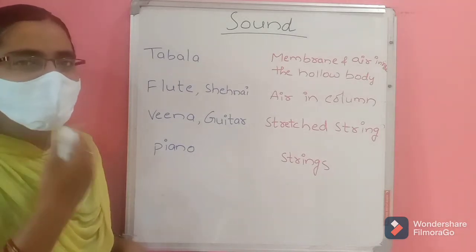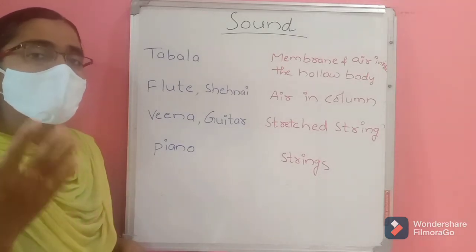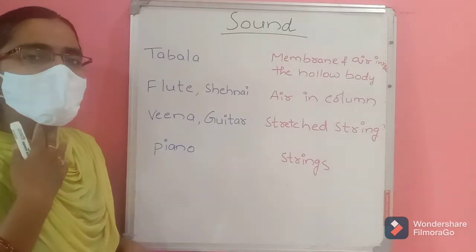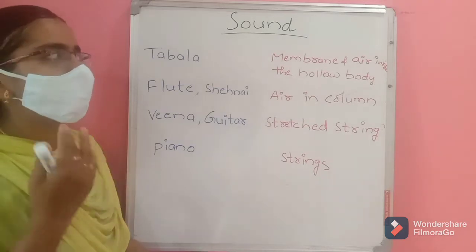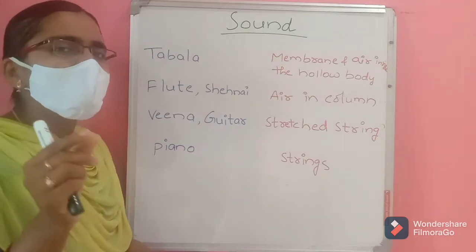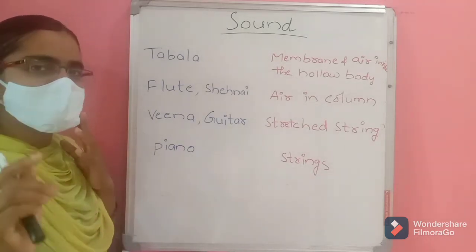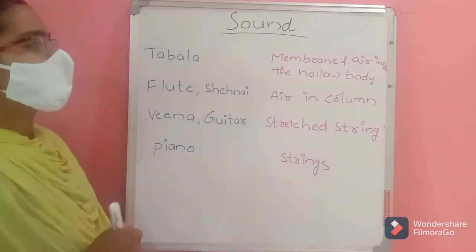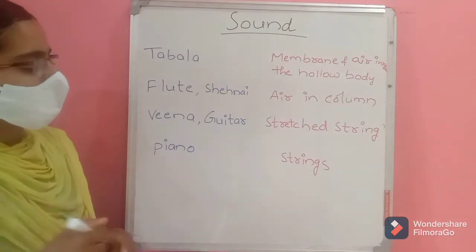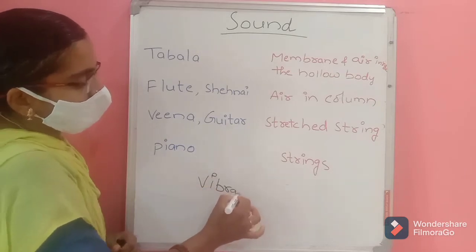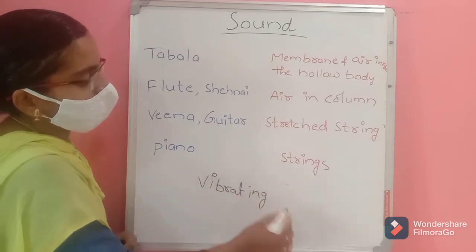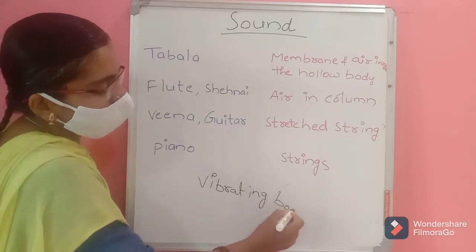So I am producing some sound. You are listening. How can you listen? When I produce sound, then only you can listen to that sound. So this is also a sound. Sound is especially used for communication with each other. And this sound can be produced by any vibrating body. Any vibrating body can produce sound.